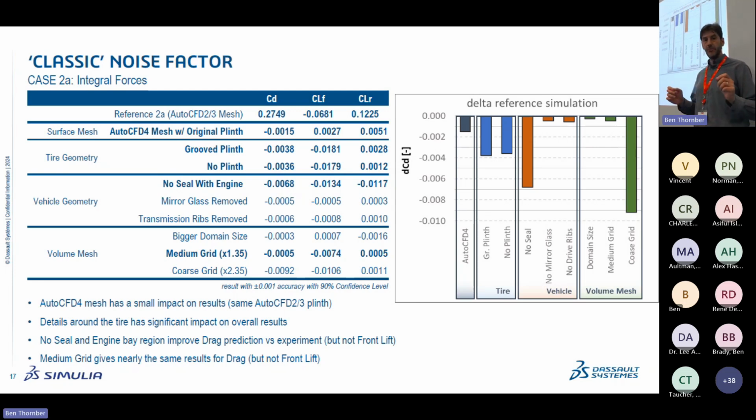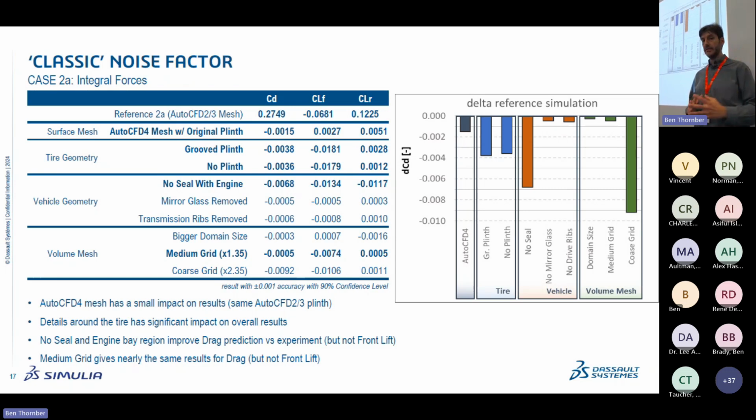Same goes for removing the ribs on the transmission of the engine, which again was another detail that was considered to influence the flow field very little. It should be a very small impact. And we can see again that for drag it is a very small impact, maybe bigger for lift, but again, the accuracy of lift might be affected by the simulation time that is based only on drag accuracy, not on lift as well.